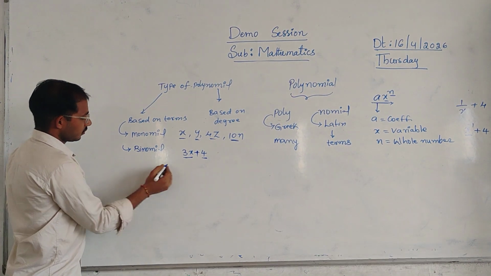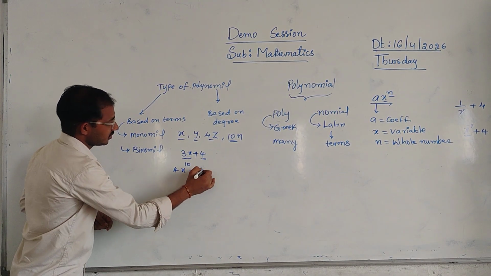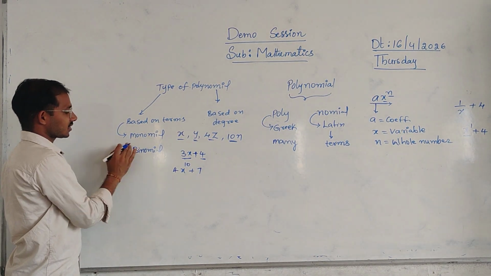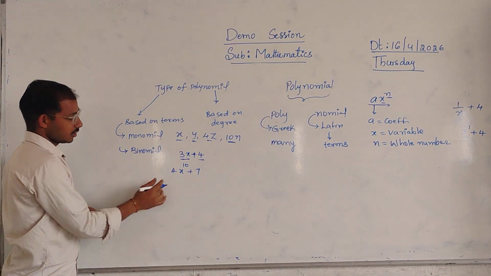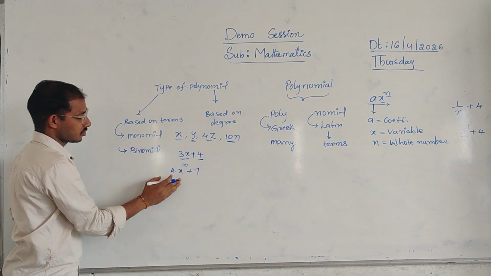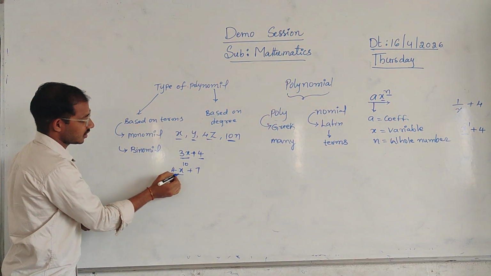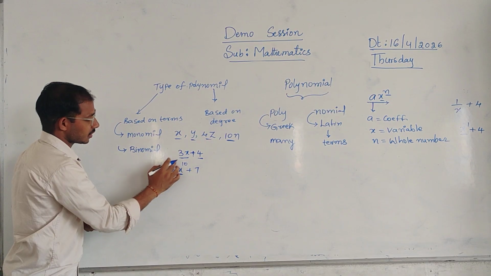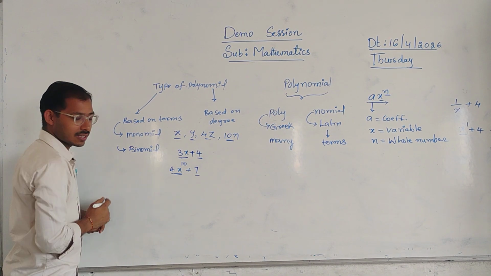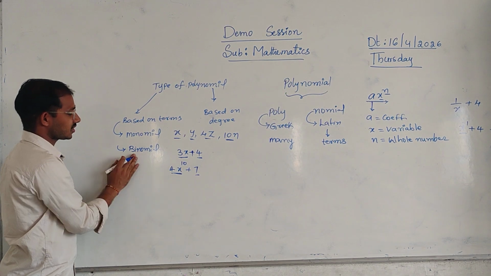For example, 4x power 10 plus 7 is also a binomial. Whatever the degree, we are discussing based on the number of terms. 4x power 10 is one complete term, and 7 is one complete term. So based on these terms, we can say it is a binomial.